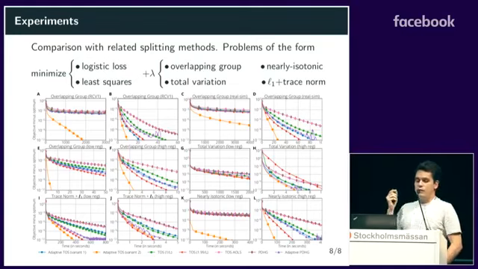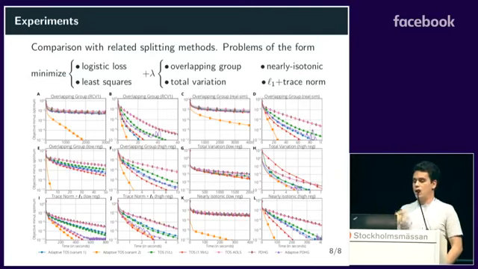Now, finally, we run several experiments on this method on many different problems that involve loss functions that are either logistic or least squares, and penalties that are either overlapping group Lasso, nearly isotonic, total variation, or L1 plus trace norm. And what we find out, so the adaptive operator, the method that we propose, is in orange. So we found out that it often performs much better than the rest. We also see that in practice, it seems to always have a linear convergence rate, although the theory only predicts sublinear. And it's particularly efficient in cases of low regularization, which would be columns 1 and 3, and when the objective is logistic loss.